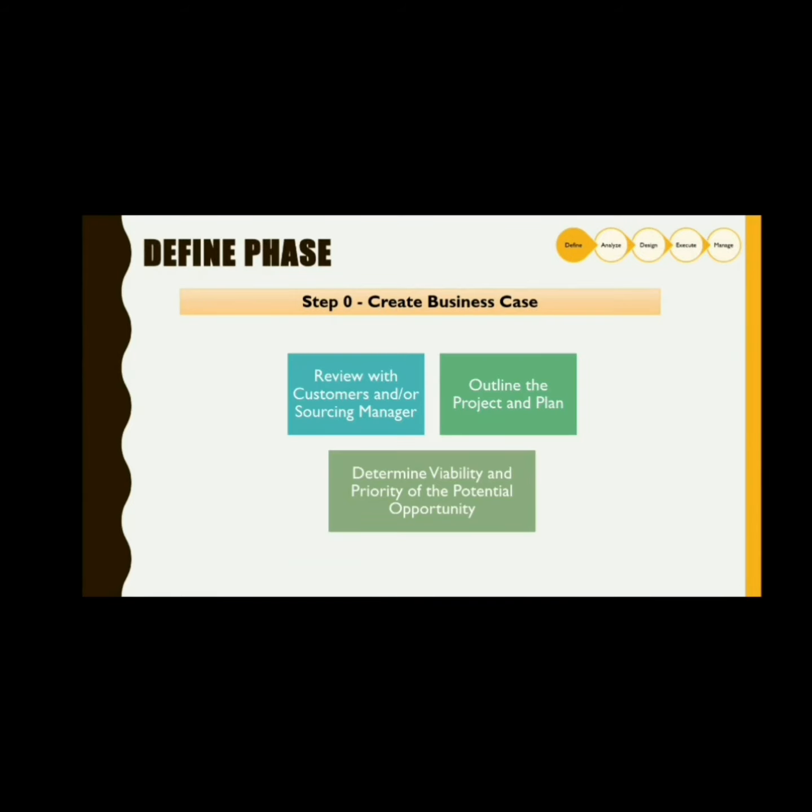Let's dive deeper into each phase. Per the famous saying, failing to prepare means preparing to fail. In the define phase, we will review the proposed project with our customer or sourcing manager to determine the viability and priority of the potential opportunity. A project charter is recommended once the proposal is approved. It shall consist of general info about the 7 steps to solidify the opportunity. You may view an example of a project charter at the end of the module.